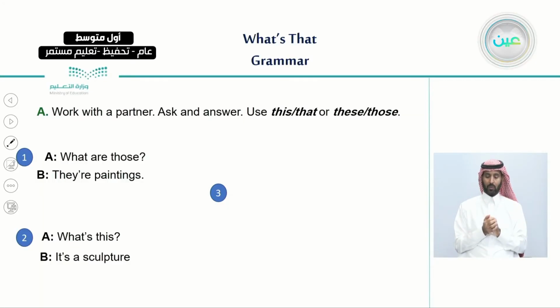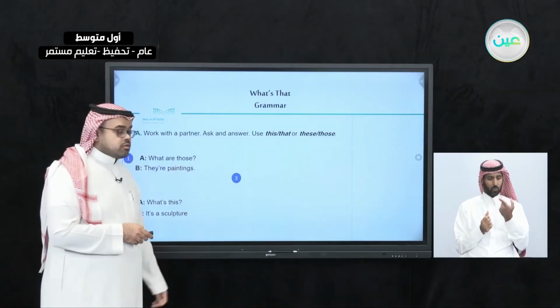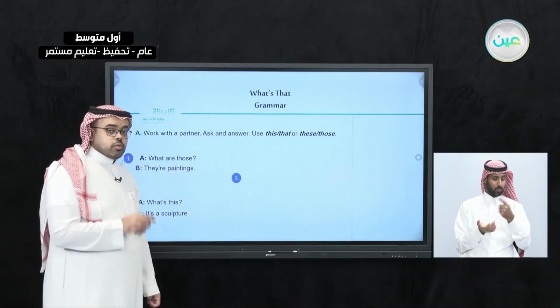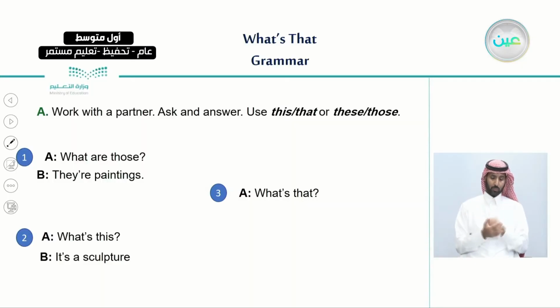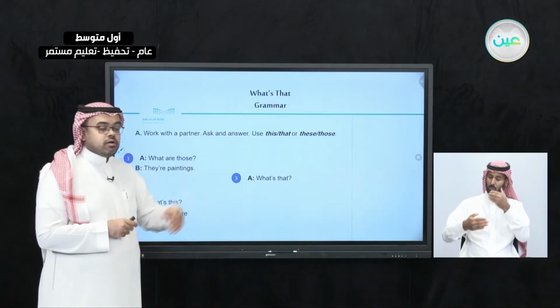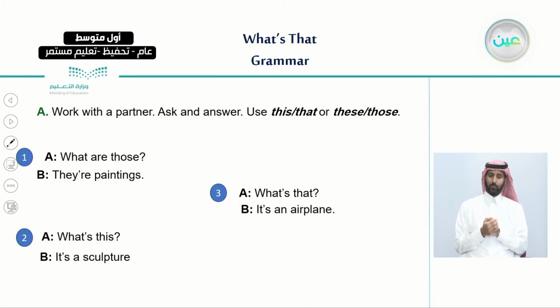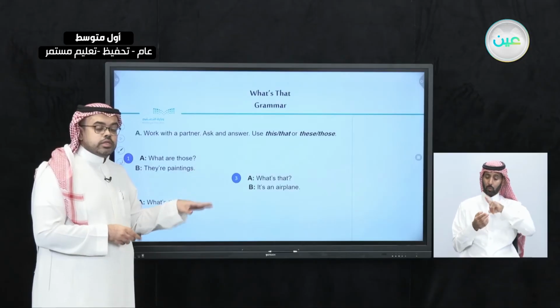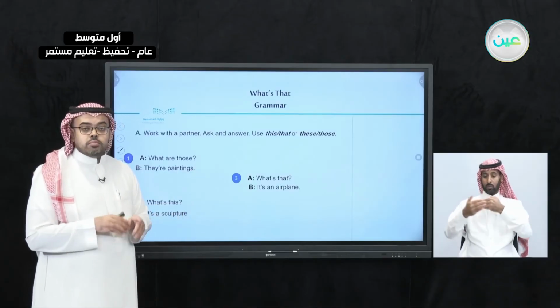Let's move on now to picture number 3. So have a look at picture number 3 and come up with a question, again, as we did with the first picture and the second picture. So in this case, the question will be, what is that? What is that? Because it's singular and it's very far. The answer will be, it's an airplane. It's an airplane. So now we did answer the first three pictures.